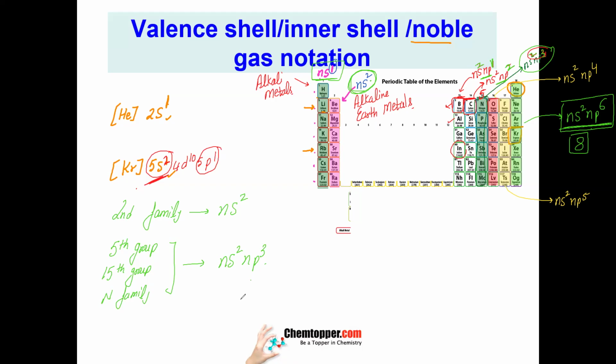Exactly half filled, extra stable. So why are we learning these extra stable configurations? Because they are more stable, so you will find it difficult to remove or add electrons in them. Very soon we are going to do periodic trends and you will see exceptional behavior by these families because they are more stable. Noble gases are totally stable, not reactive.